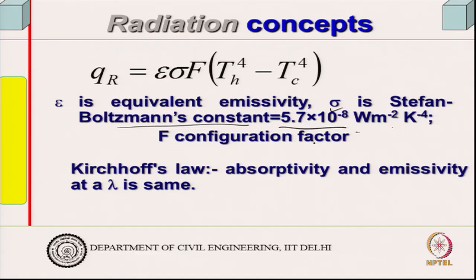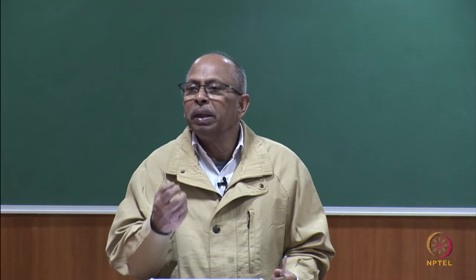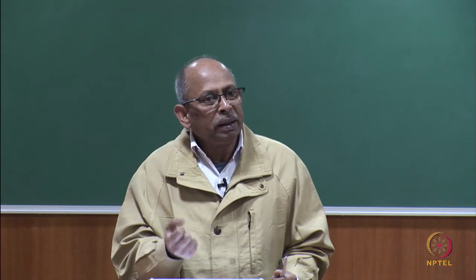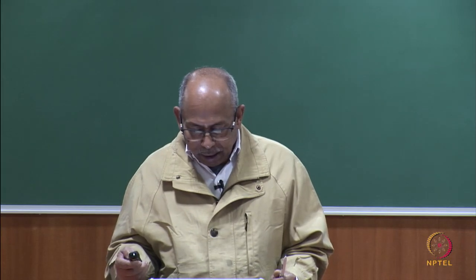So, Kirchhoff's law relevant to radiation concepts is that absorptivity and emissivity at a given wavelength lambda are the same. Now, if we denote this as the absorptivity and this as the emissivity, whatever it absorbs at a wavelength it will emit at the same wavelength as well, right. A perfect black body does that, and we are talking in terms of emissivity as the ratio of the energy emitted at a given wavelength by the body under consideration, divided by that of the perfect black body. So, this is what it is, right.